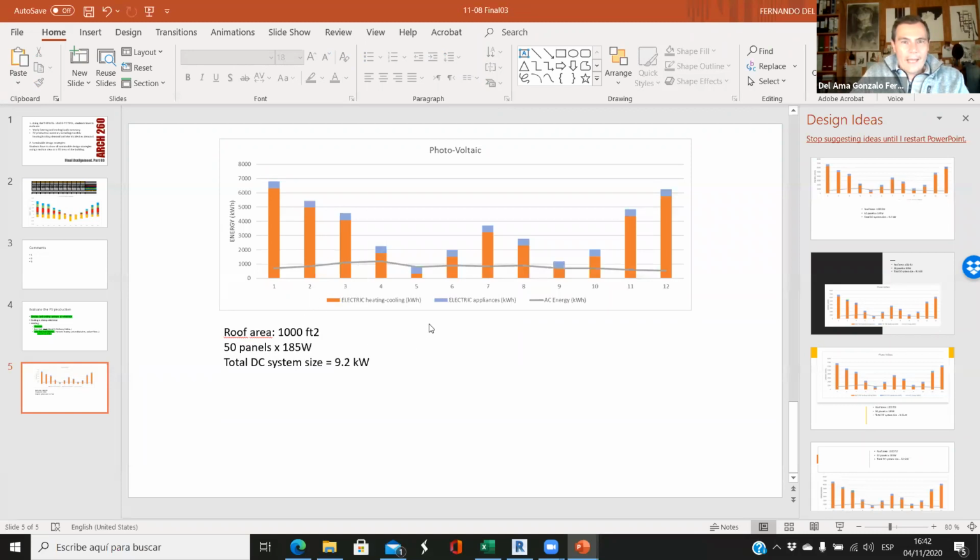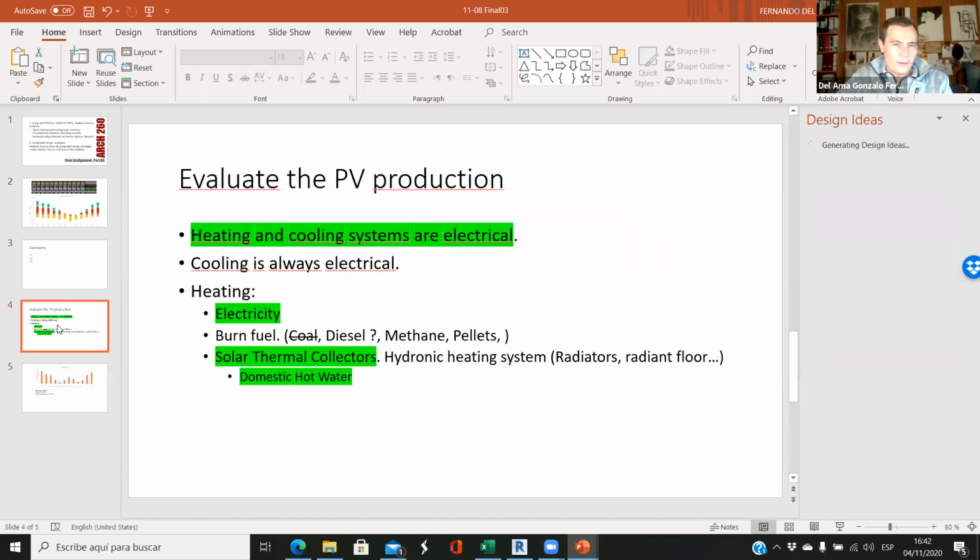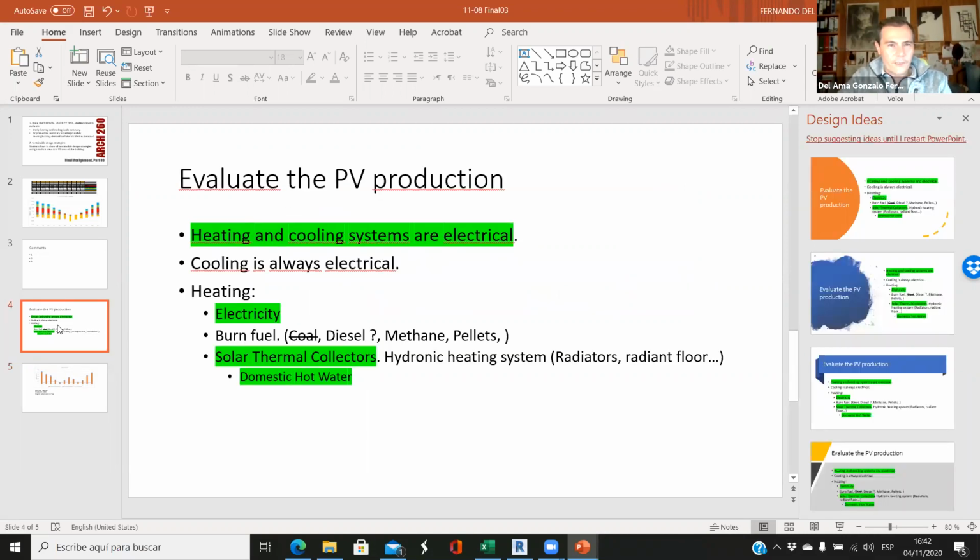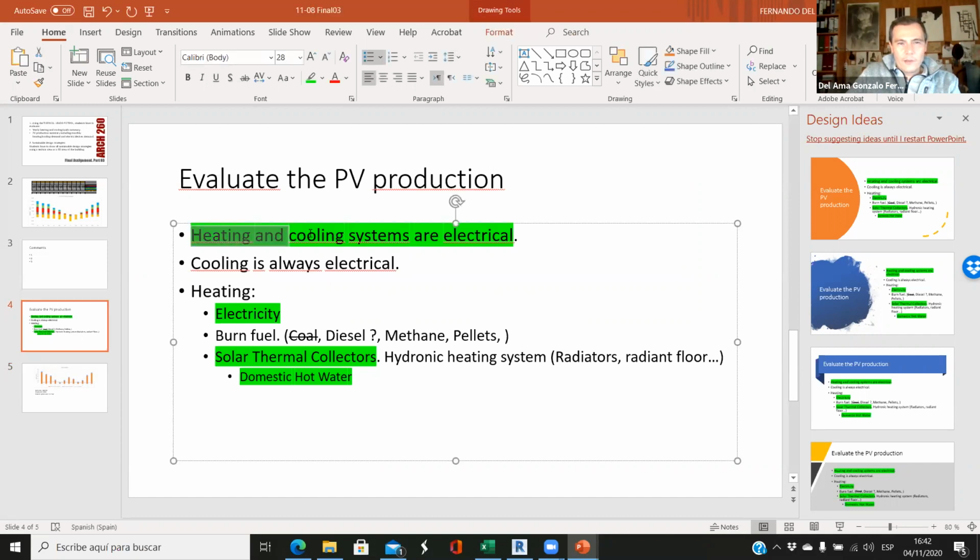So we need a plan because this is not a zero energy building at all. And we need a plan for the heating loads, especially for the heating loads. And well, we are not explaining systems here, but I think I have to introduce something about systems because we need to know the options that we have. So that's why I have included this slide to evaluate the PV production. In our hypothesis, we are assuming that our heating and cooling systems are electrical. So we are using electricity to run our heating and cooling systems.